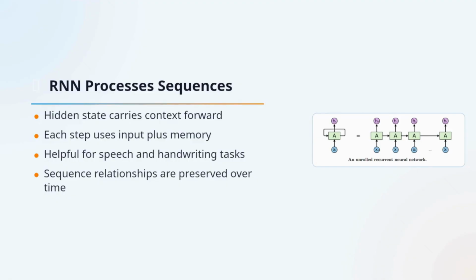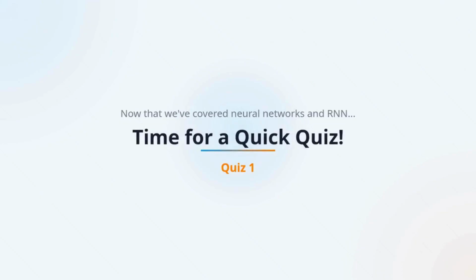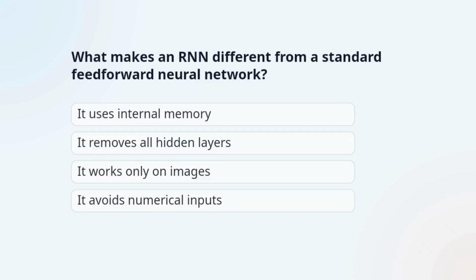Now that we understand how RNN handles sequence information using memory, we can pause and test this foundation. Now that we've covered neural networks and RNN, let's test what we've learned so far. Here's quiz number 1. See if you can get it right. Question 1. What makes an RNN different from a standard feed-forward neural network?